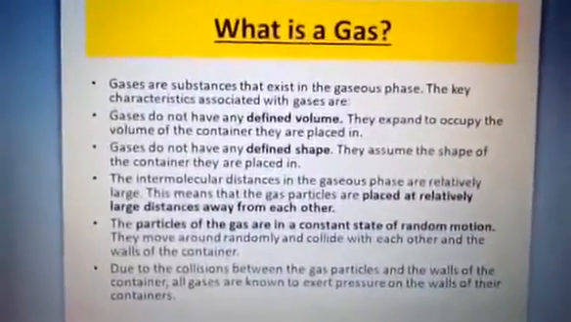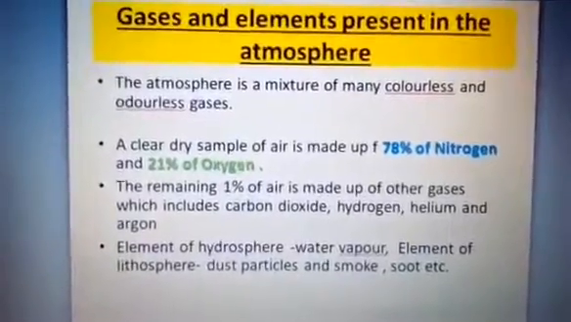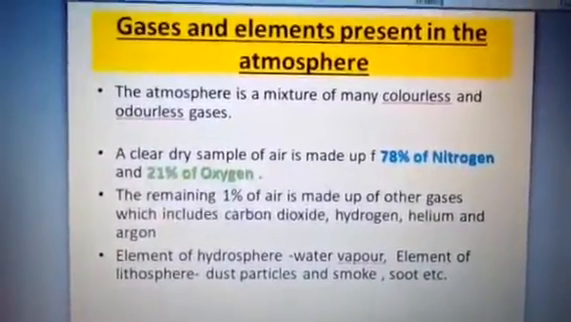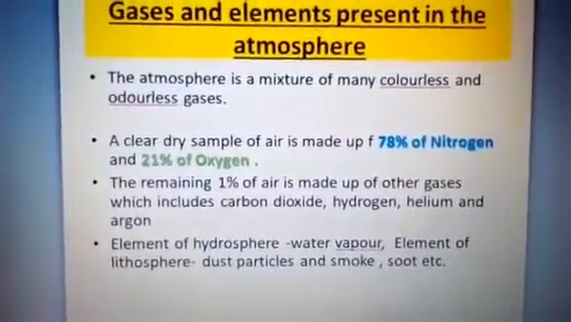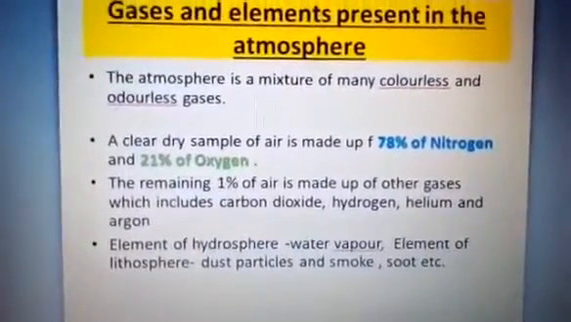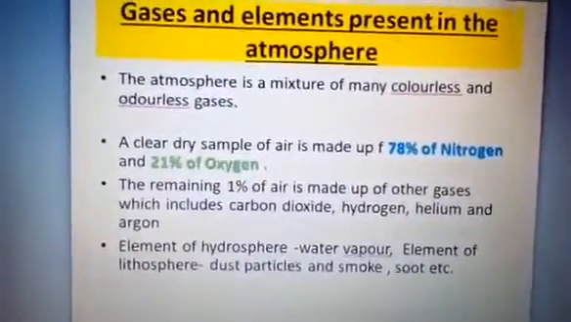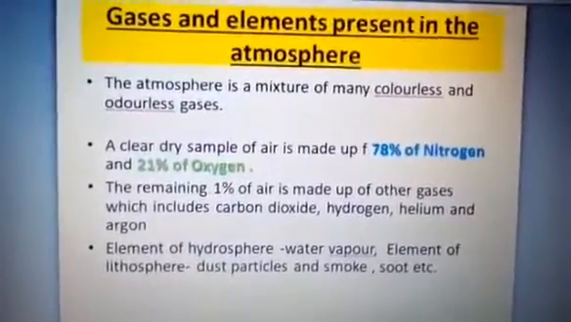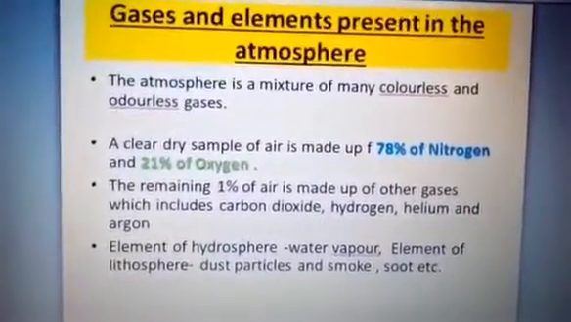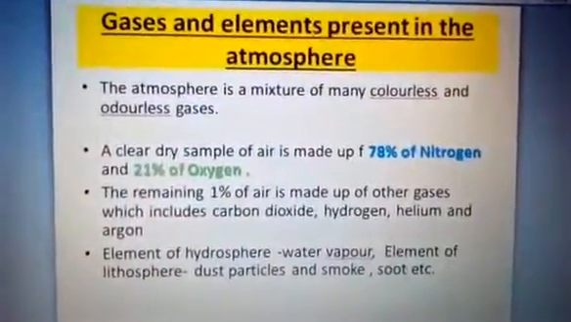Now that we are aware of the properties of the gases, let us understand what else is present in the atmosphere apart from the gases. When we are talking about the gases, we need to know that 78% is nitrogen and 21% is oxygen. And for that, most of you have already drawn the diagram in your notebooks, which is this one. We had done that a long time back.